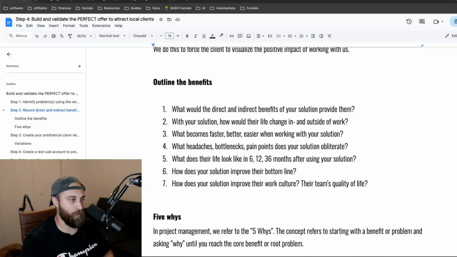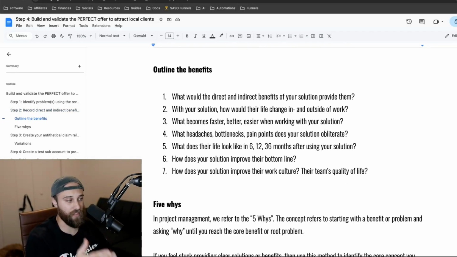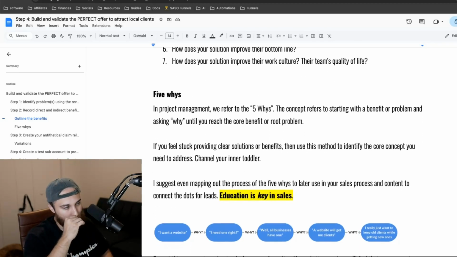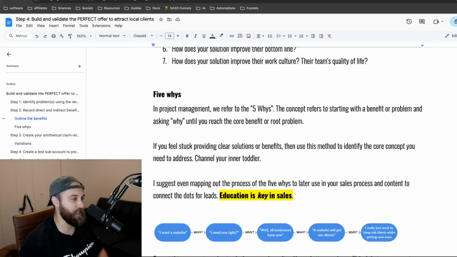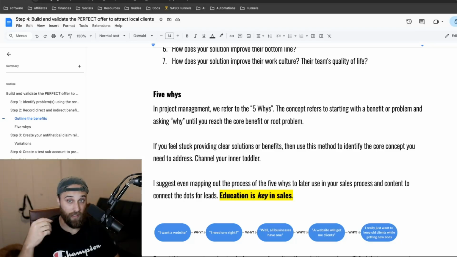So these are just very quick examples, but you need to outline the benefits of what you're doing. If you have no benefits, here's how we're going to figure them out. It's called the 5 whys. Now, this is a project management tool. It's also some Six Sigma practices if you're familiar, but we call this the 5 whys, right? The concept refers to starting with a benefit or a problem and asking why, literally just why. You'll see I call it the toddler effect, until you reach the core benefit or root problem.